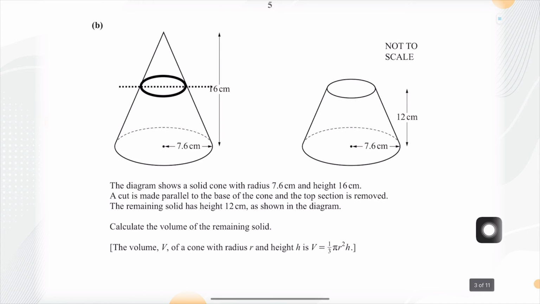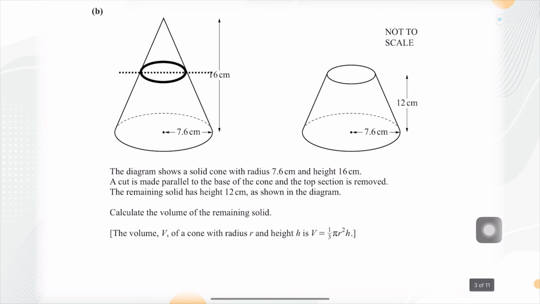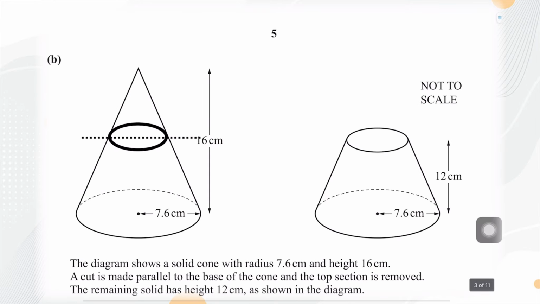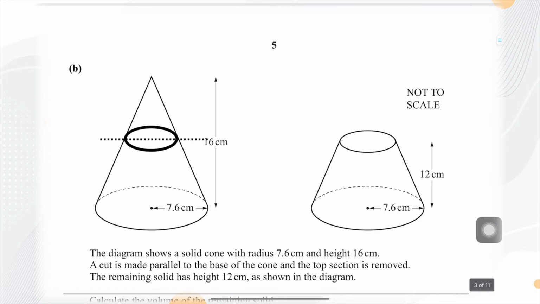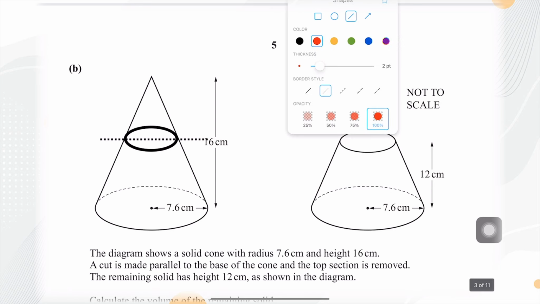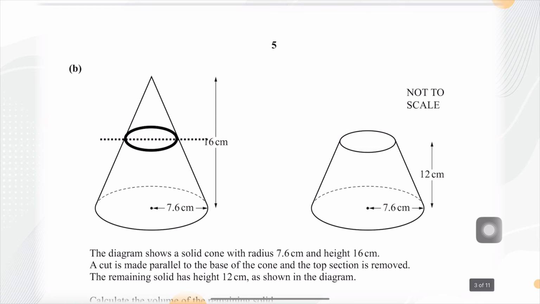Now theoretically, how do you think we're going to do this question? Don't get into the calculations just yet, but just tell me theoretically, what are we going to do? Calculate the total and then minus the smaller part. That is true. That's exactly what we're going to do. So let's add the cone that we have removed. So this is the cone that we have removed.